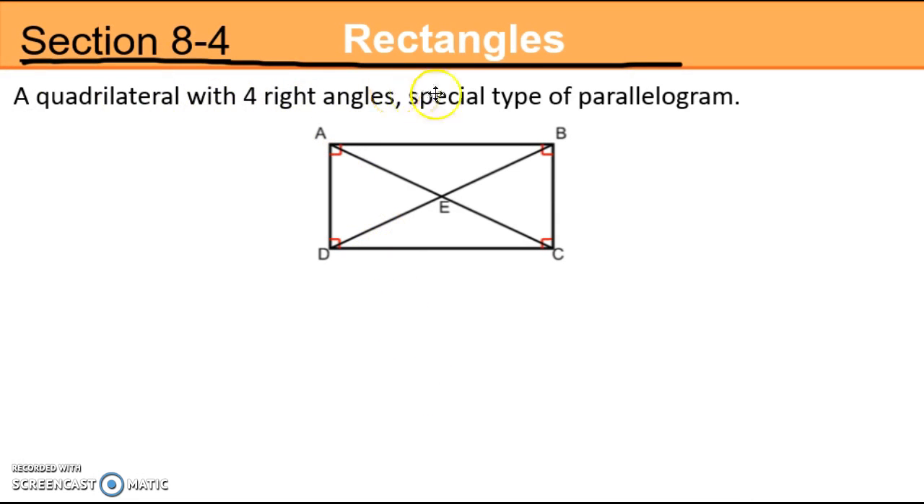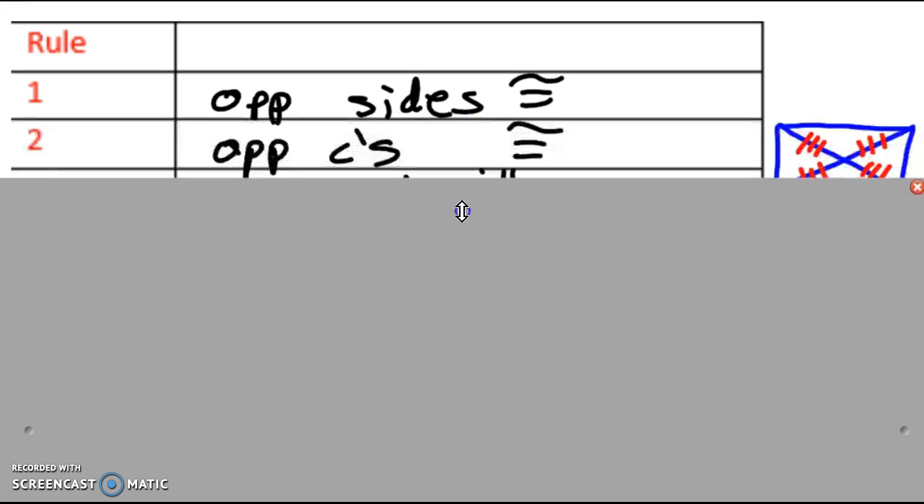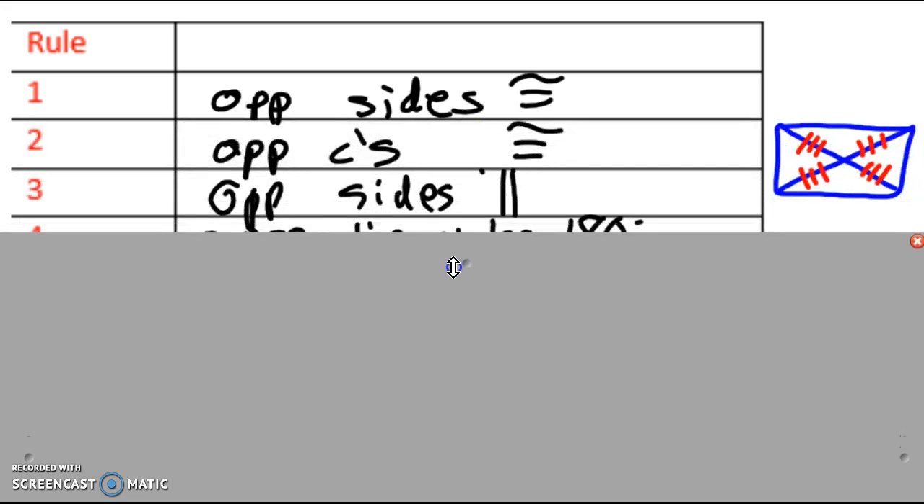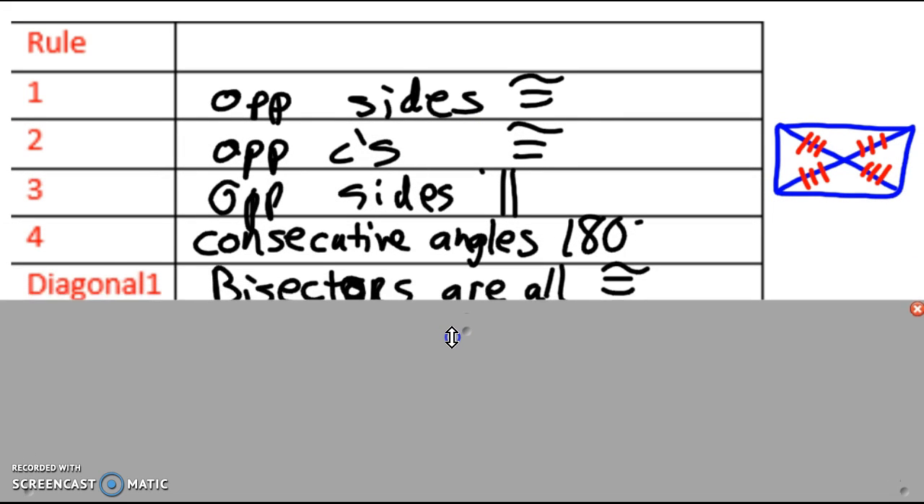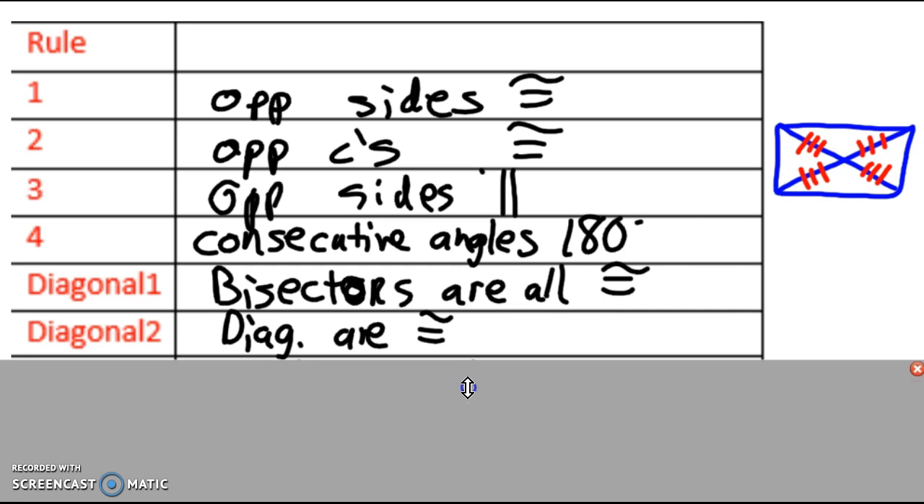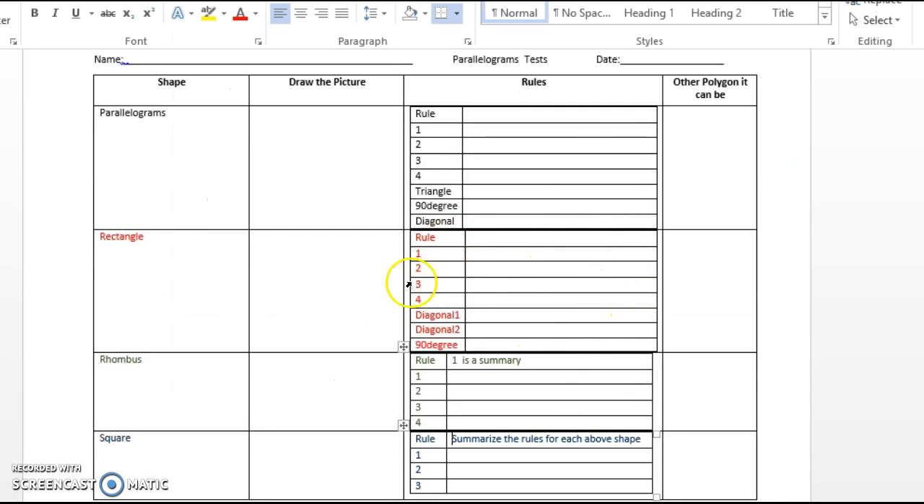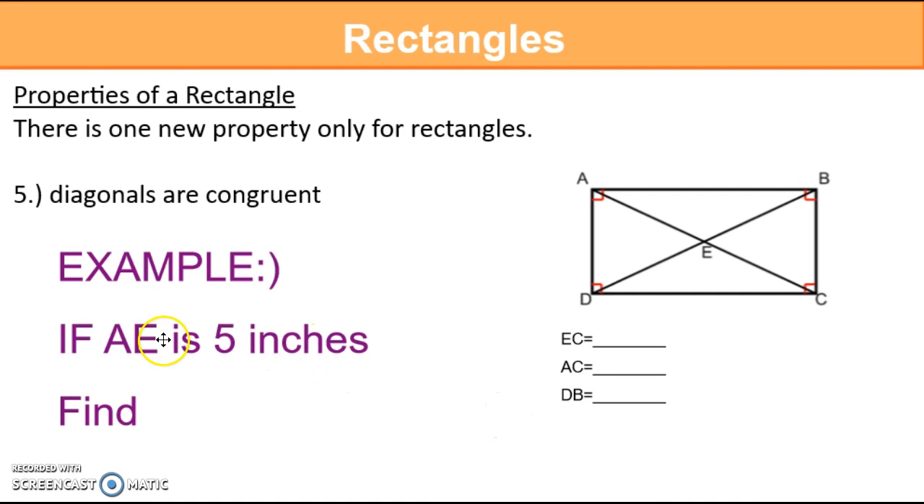A quadrilateral with 4 right angles is a rectangle. It's a special type of parallelogram. It has one opposite side. Number 1 is opposite sides are congruent. Opposite angles are congruent. Opposite sides are parallel. Consecutive angles are 180. Bisectors are all equal, just like in this picture here. Diagonals are equal. And all angles are 90 degrees.